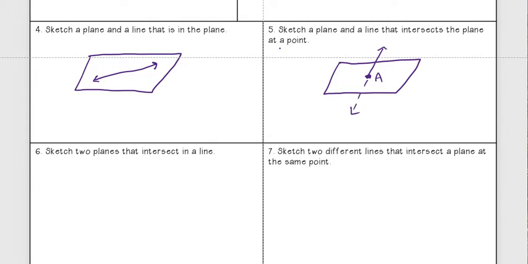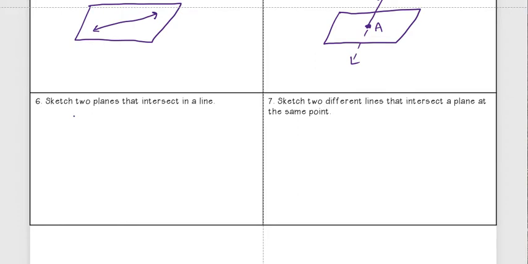Okay, so your picture should look something like this. This one said to sketch a plane and a line that intersects the plane at a point. So I drew my plane right here. I put a point A in there. And I want the line to only intersect the plane at a point. So here the line was completely engulfed in this plane. But this time I only wanted that 1 point to be in the plane. So what I did was I drew this, and those dashes just represent it's going outside the back of the plane. So it's not in it.